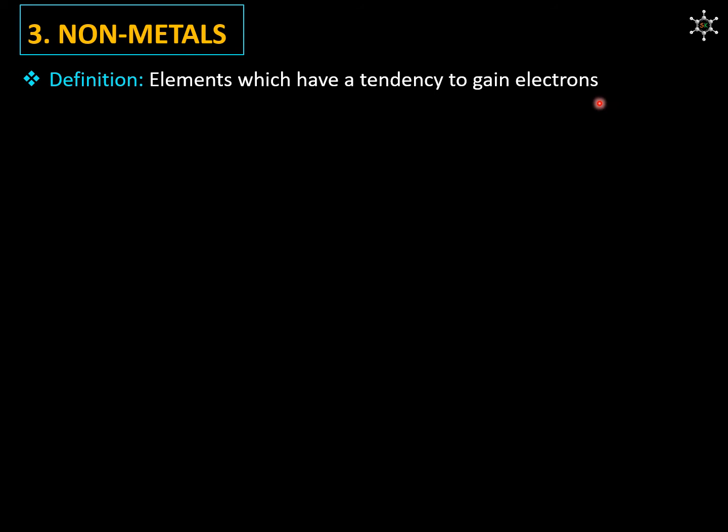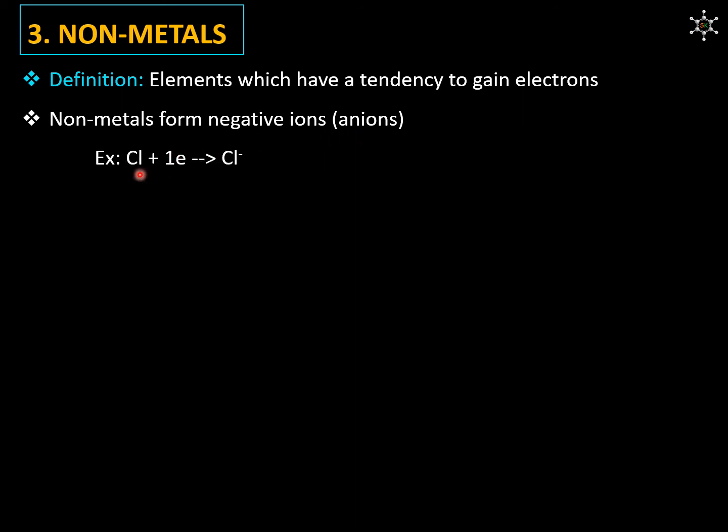Nonmetals are elements which have a tendency to gain electrons. After gaining electrons, nonmetals form negative ions, which can also be called anions. For example, a chlorine atom receives one electron to form Cl1 minus, which can also be called the chloride ion. This can be seen like this in detail.